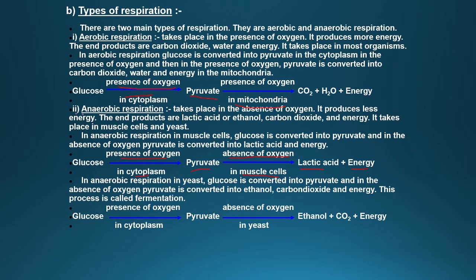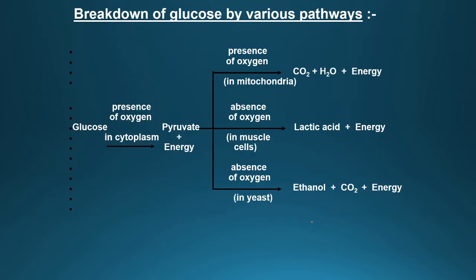So this is one example, and the second one in anaerobic respiration is glucose in the presence of oxygen in the cytoplasm converted into pyruvate, and in the absence of oxygen, in yeast, it is converted into ethanol, CO2, which is carbon dioxide, and energy. Guys, I hope you know yeast. Yeast is what you put into breads and pizzas, where it makes them bloat. That is what I'm talking about. So that is converted into ethanol, CO2, and energy.